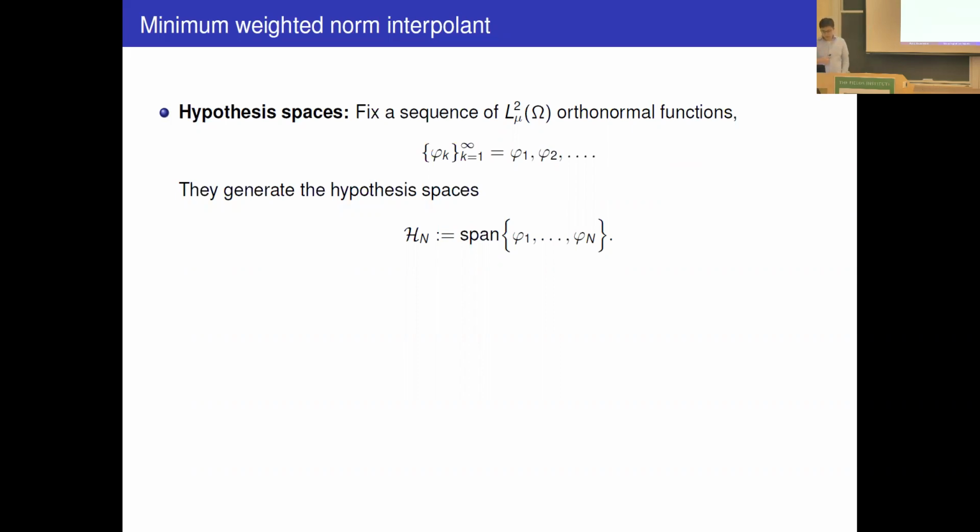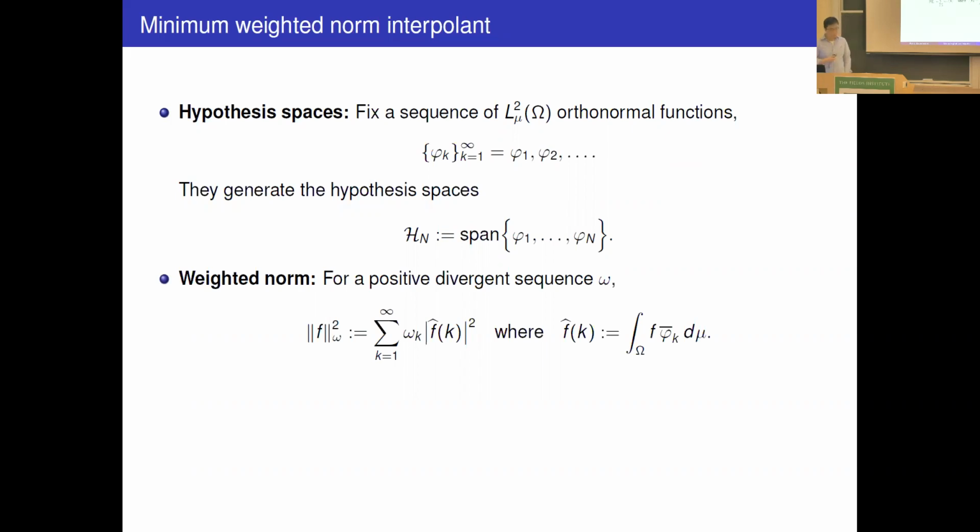So again, just like the trigonometric case, they generate these hypothesis spaces. And one can define this type of weighted norm. So just like with the Sobolev norm, one looks at the basis, or these coefficients of f in the phi basis. And then the omega norm, or this weighted norm of f, will just be the sum of these Fourier coefficients of f weighted by the omegas.